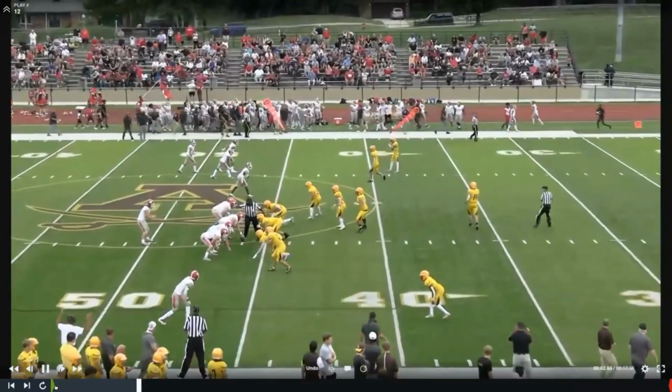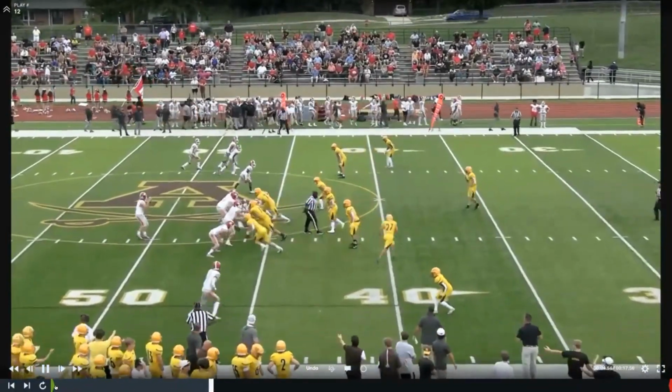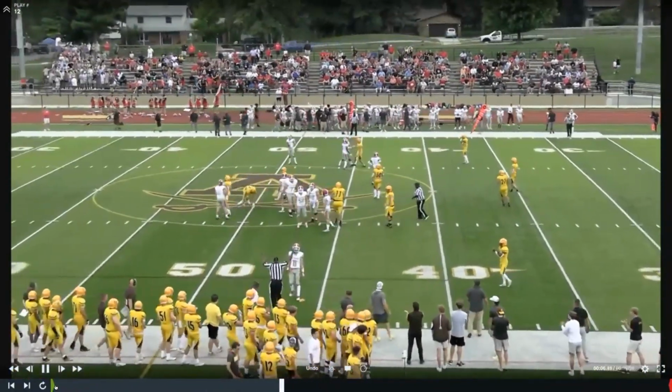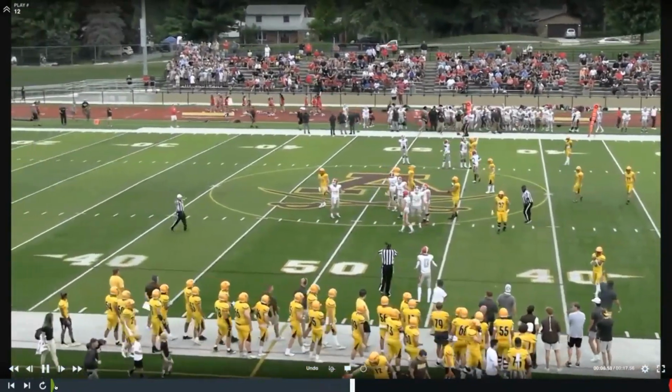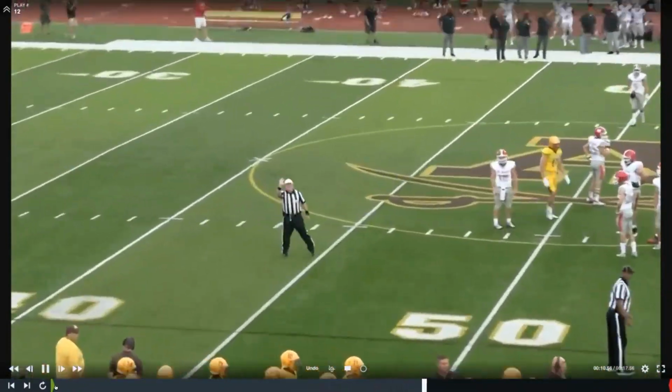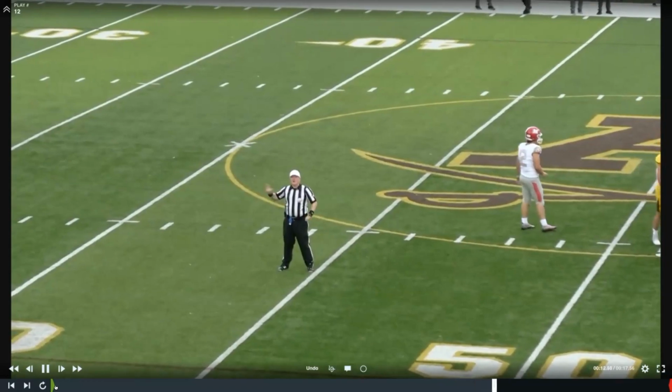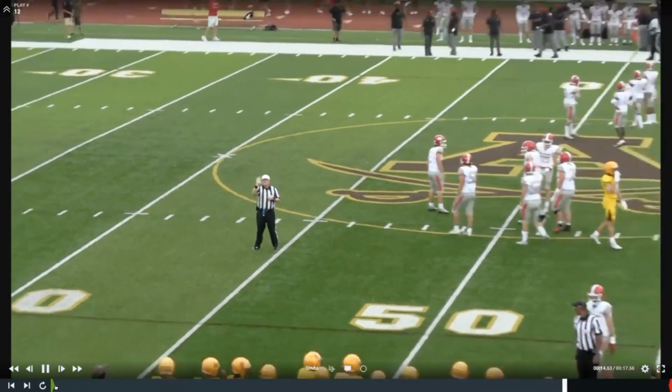And not to pick on this referee, he's a very fine individual. By the way, it's a good time for me to say that when we look at these plays, you may be on some of these clips. And if we're looking at ways to improve, that's not meant to be personal. It's meant to be for the betterment of the whole group.